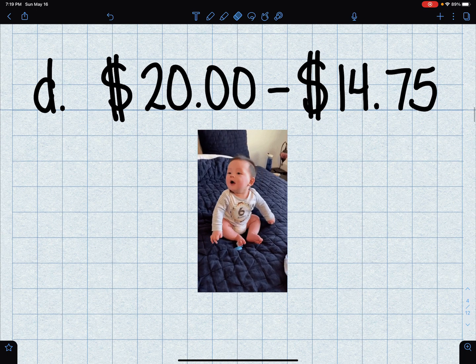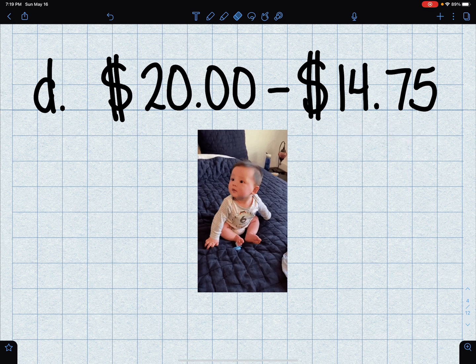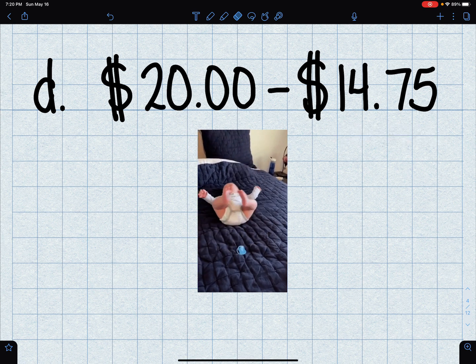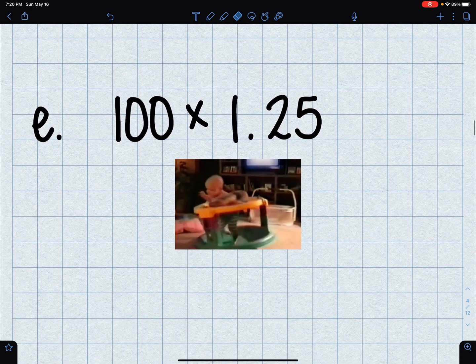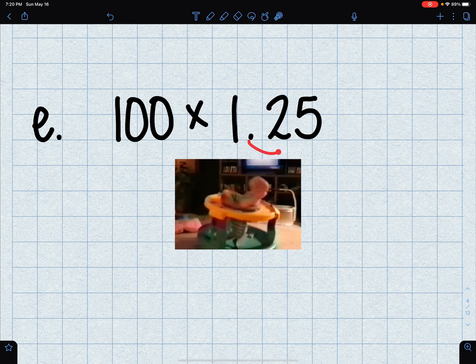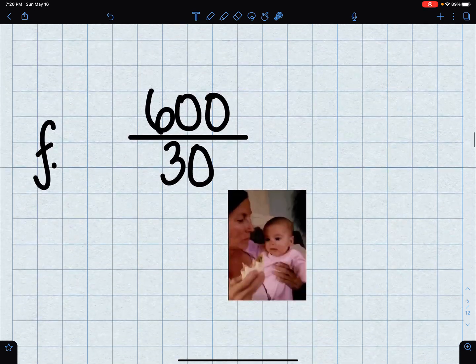What is $20 minus $14.75? This cute baby. Okay, what is 100 times 125? We're going to be moving that decimal, aren't we? That's got to be a dizzy baby right there, but he's doing it, so he must like it.